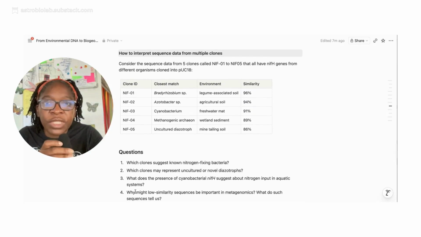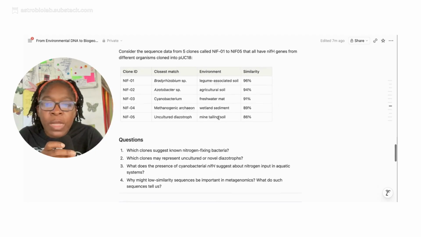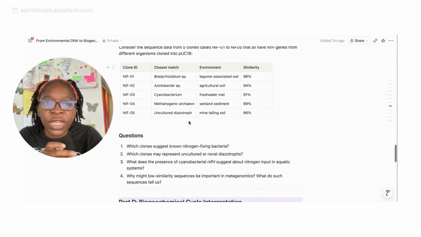So, how to interpret the sequences from multiple clones? Consider the data from 5 clones called nif01 to nif05 that all have nifH genes from different organisms cloned into pUC18. And these are the clone IDs. And this is the closest match that you got from your BLAST analysis. And this is the environment where they're coming from, and this is the similarity that they have. So the question here is, when you look at something like this, how do you interpret it? So let's look at these questions.